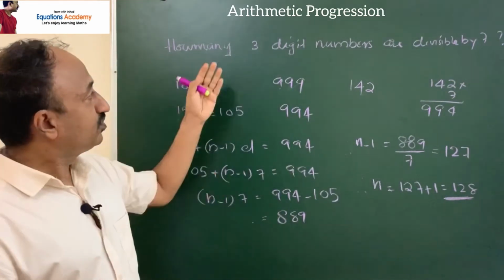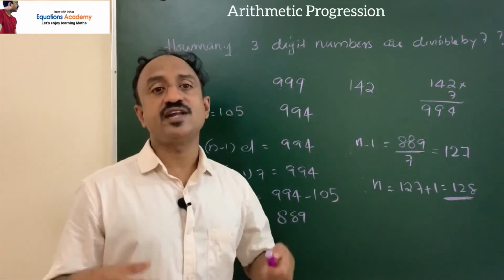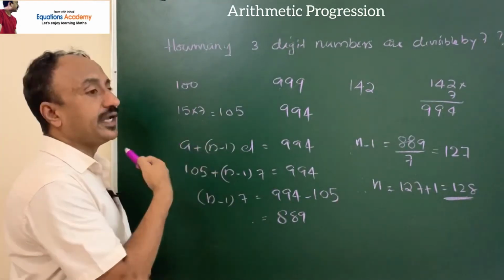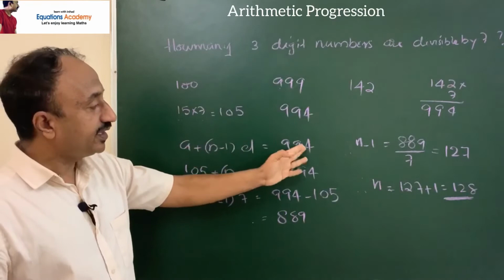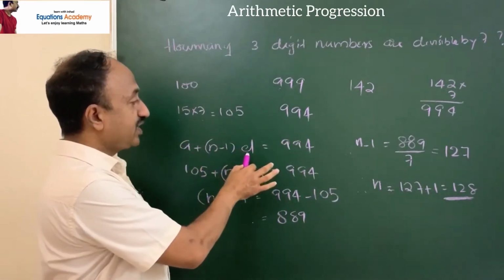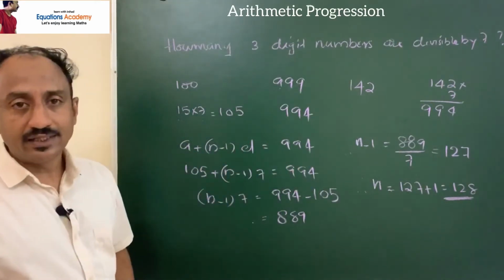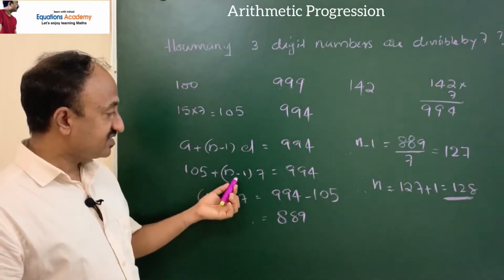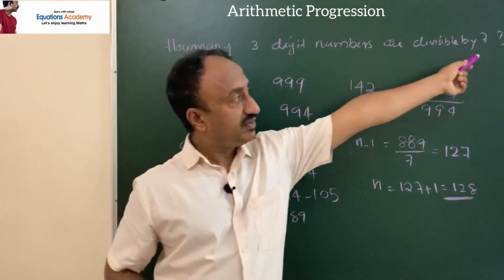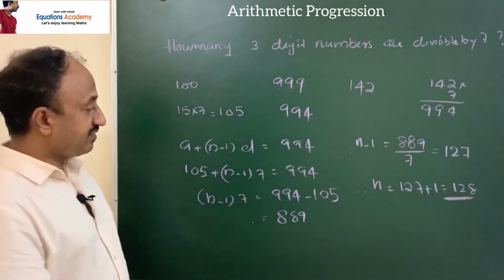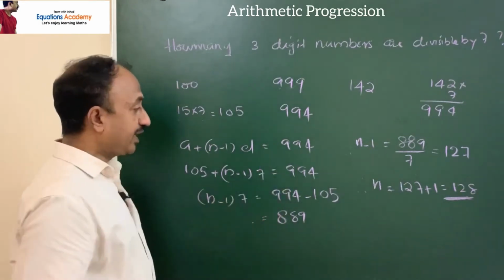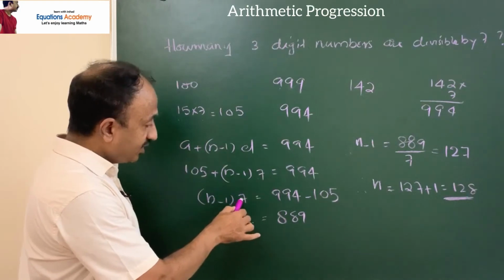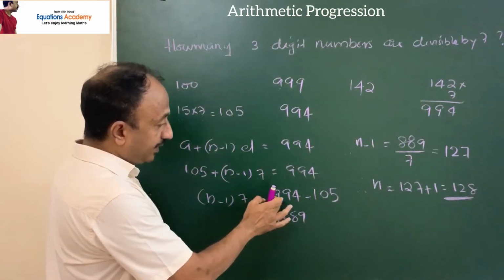Now we have to find how many 3-digit numbers. We need to find n, the number. So for that, let us assume the nth term be 994. A plus n minus 1 into d is equal to 994. Substitute the values. A is 105, n minus 1 as it is, and d, it is given there, divisible by 7, so common difference is 7. n minus 1 into 7 equal to 994.